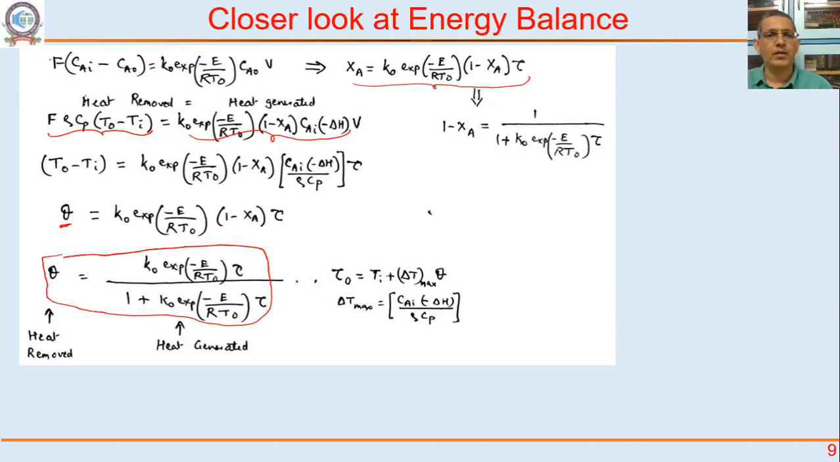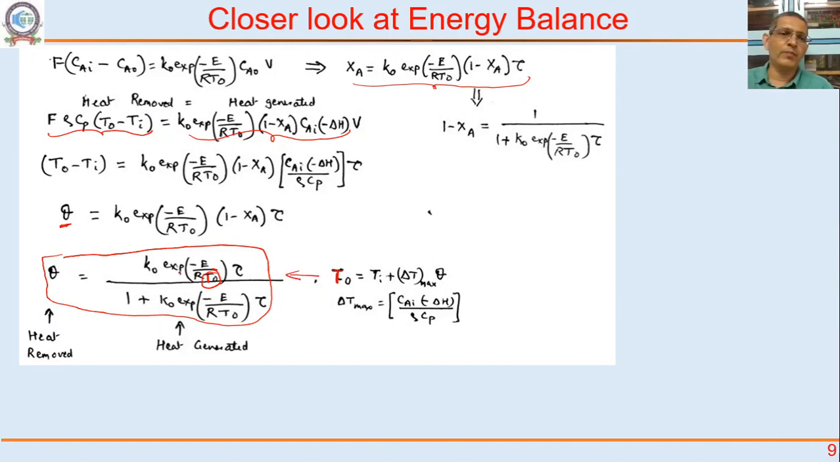Fair enough. It is like theta is k tau divided by 1 plus k tau. The only thing is that T out is unknown. T out itself is in terms of theta. T out is equal to Ti plus delta T max into theta. So this is a nonlinear equation in theta.